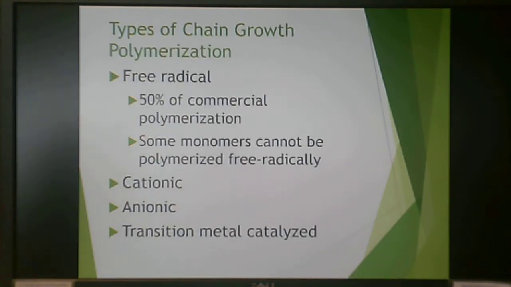There are different ways to start chain polymerization, and that refers to the species that you use to propagate the chain. So we have free radical. This is 50% of commercial polymerization. However, some monomers cannot be polymerized free radically, so you have to have other methods of chain growth polymerization. So you use a cationic polymerization, an anionic polymerization, or transition metal catalyzed initiators.